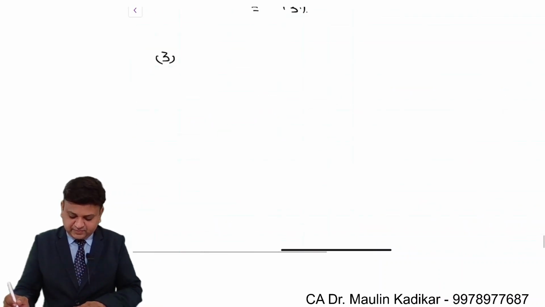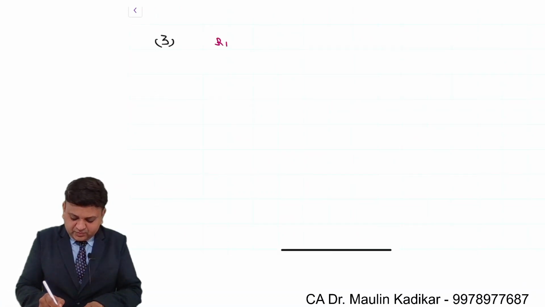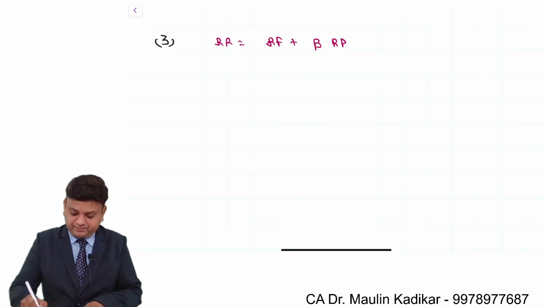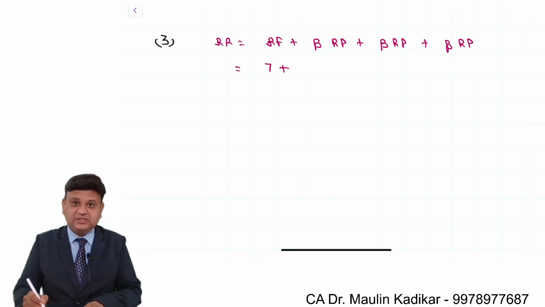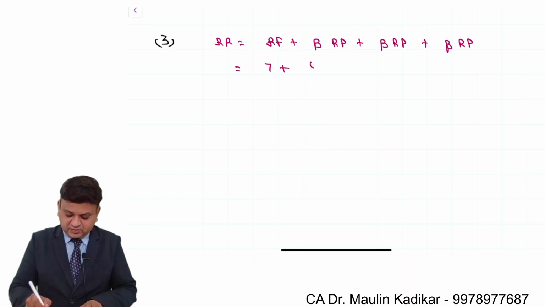So, answer for the third part of the question. Required rate of return is equal to RF plus beta into risk premium. So it is 7 plus... What is beta? Beta is 0 for the first one. Risk premium is 5.